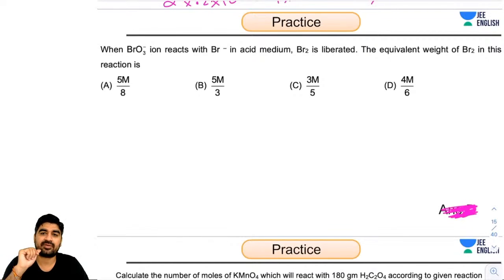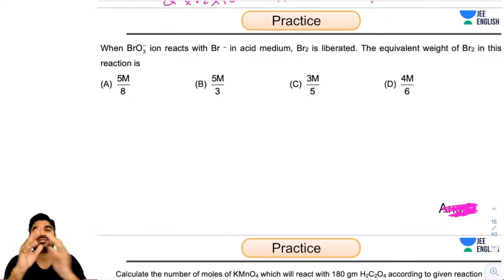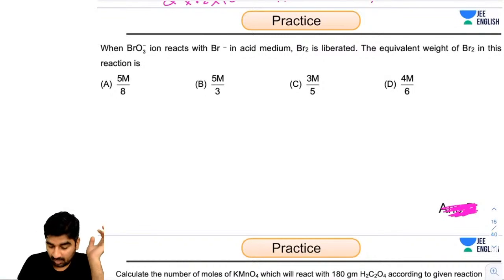Amy says 3m by 5. Okay. Yes, anyone else? Anyone else? No. So guys, now I will tell you what is going on.